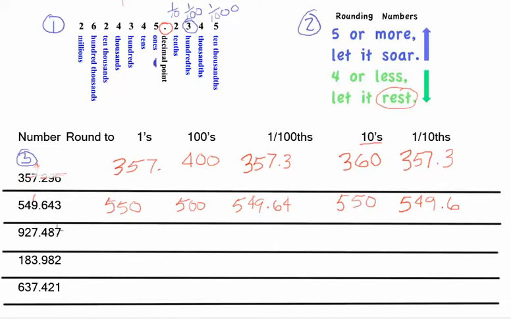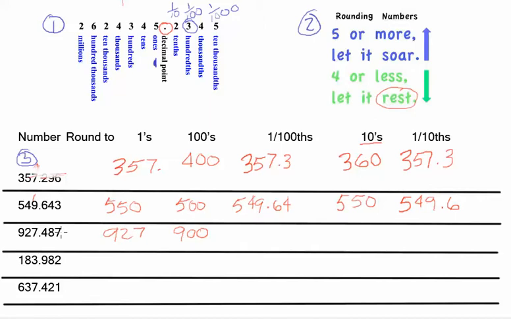927.487. In the ones, well, there's a 7. The number next to it's a 4. So you guessed it, 4 or less, we're going to let it rest. So 927 is going to be our final answer. For the hundreds place, there's a 9, there's a 2 next to it. So again, in the hundreds place, we're going to let it rest. So in this particular case, we're going to round down to 900, because we're closer to 900 than we are 1,000.